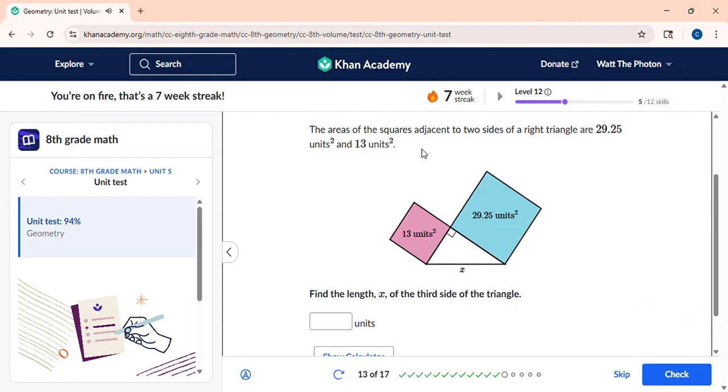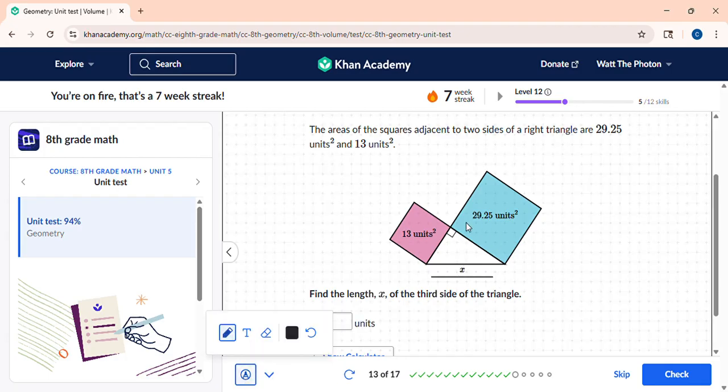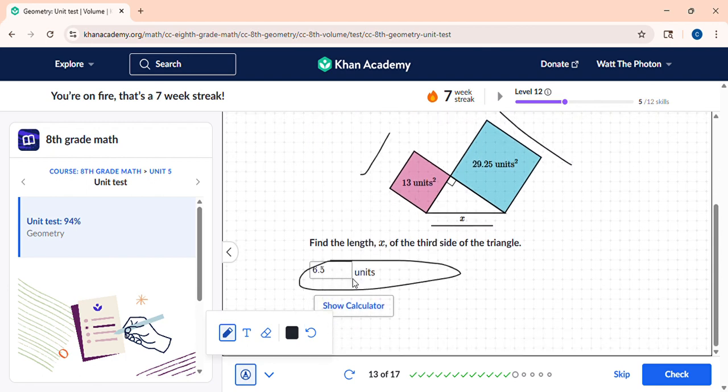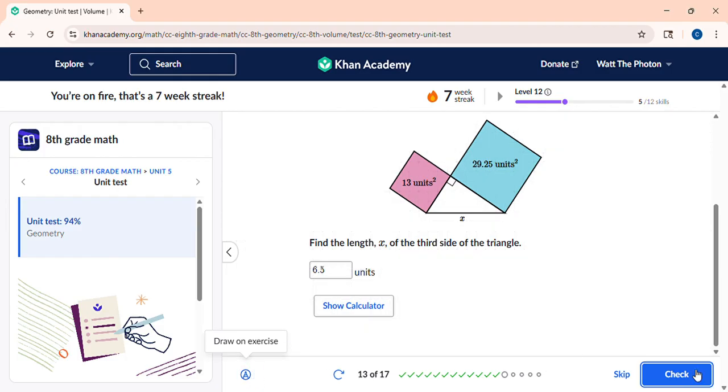The areas adjacent to two sides of a right triangle are this. What is the length of the third side of the right triangle? Okay, we're going to have 13 plus 29.25, and then find the square root of that. I guess it's 6.5. What's the length of this side? So this is in between 5 and 6. This is about a little less than between 3 and 4. And so this means 6.5 makes a lot of sense. Square root of 42.25.